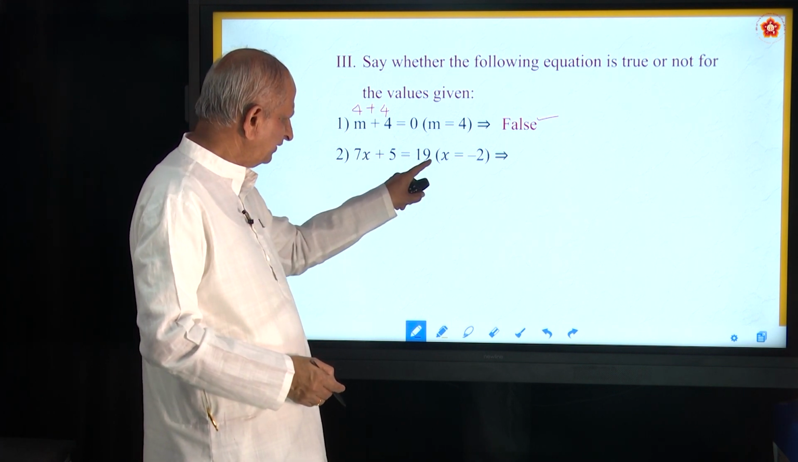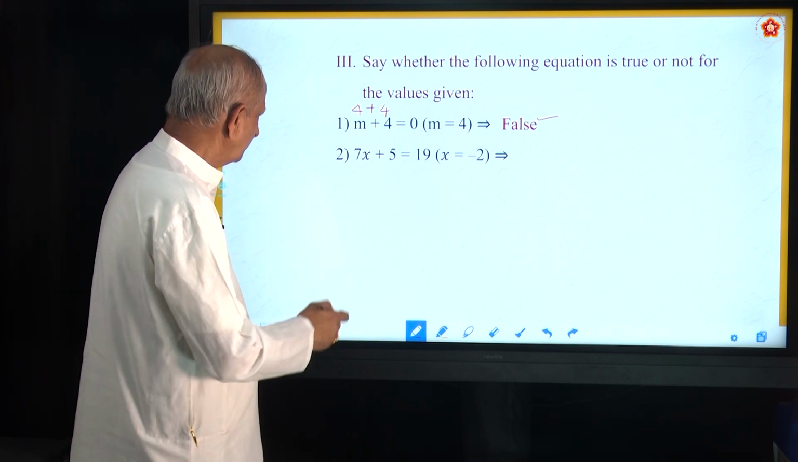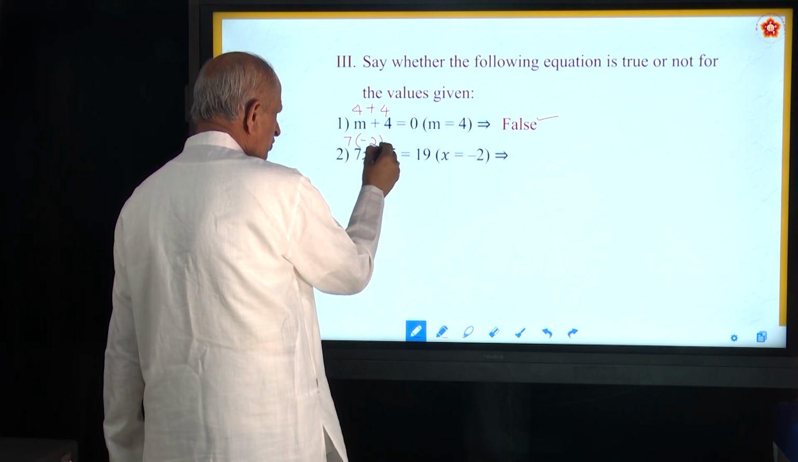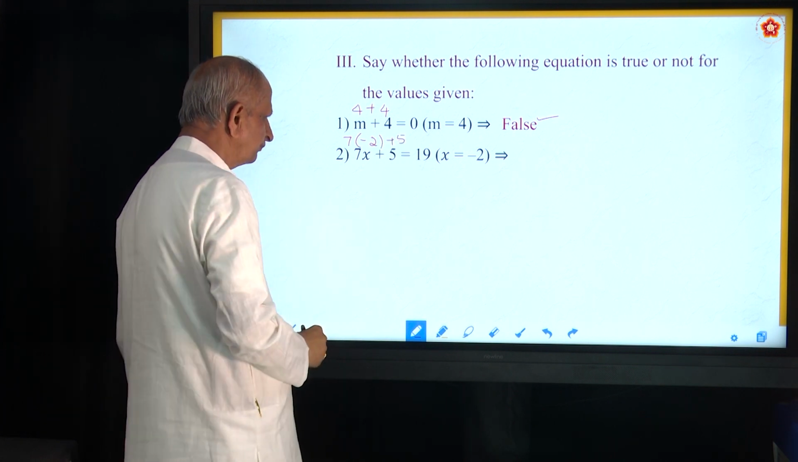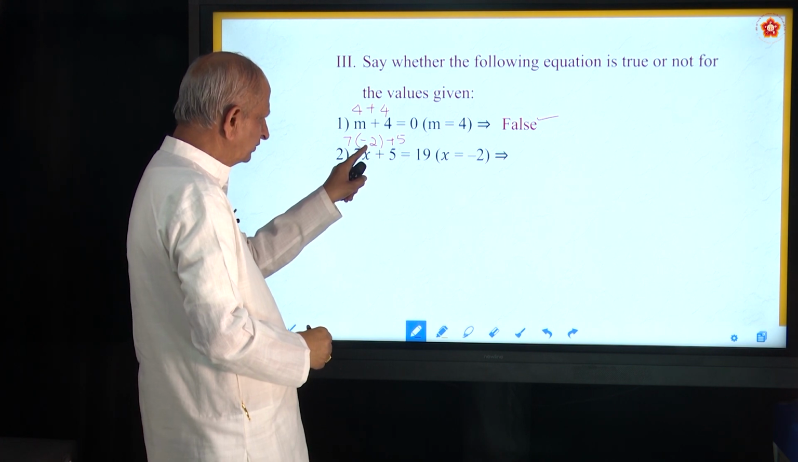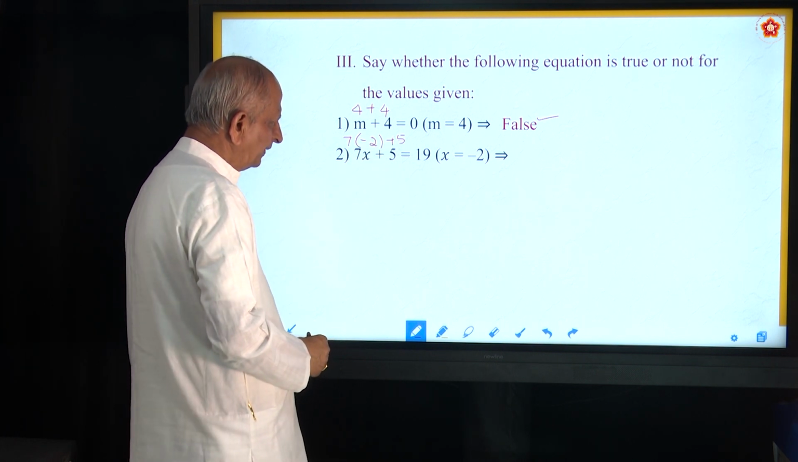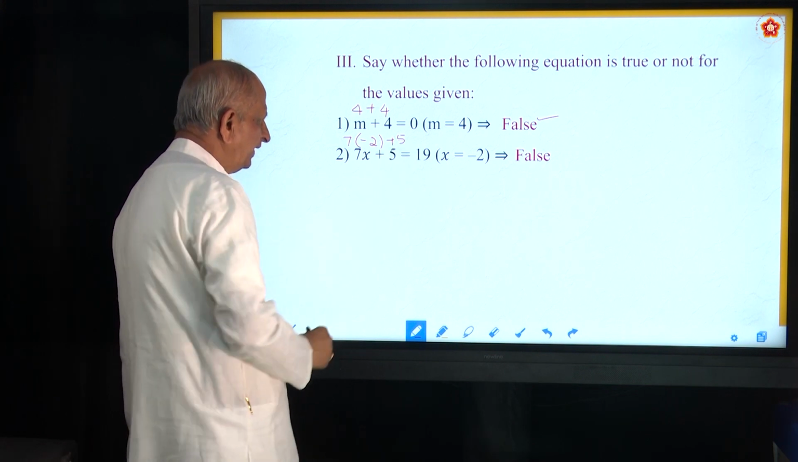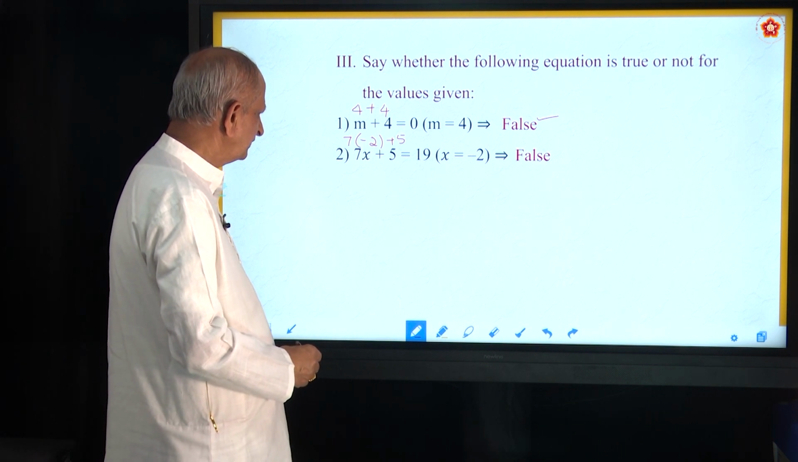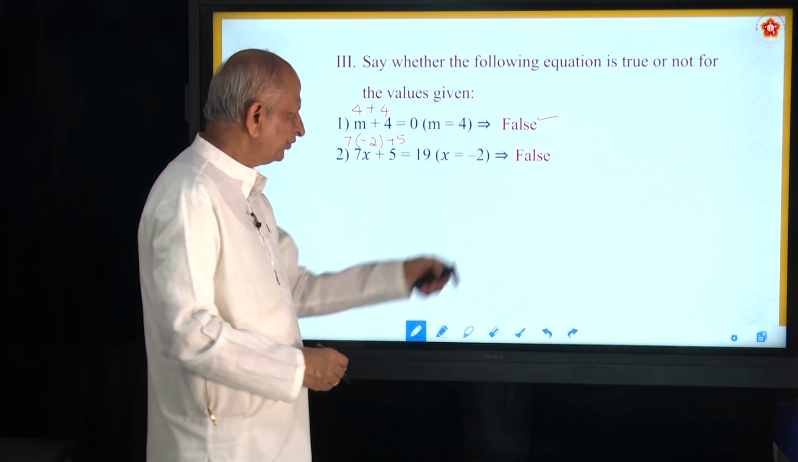7x plus 5 equal to 19, for x is equal to minus 2. Is it true or false? So, wherever there is x, you put minus 2. 7 times minus 2 is minus 14. Minus 14 plus 5 becomes minus 9. So, the answer is given as 19. So, it is also false.